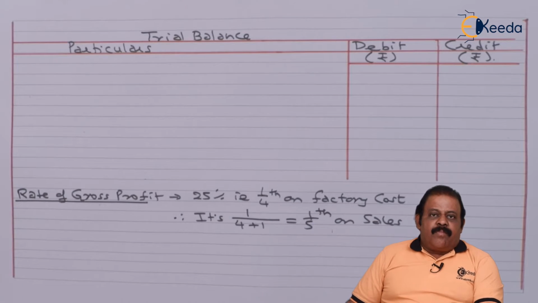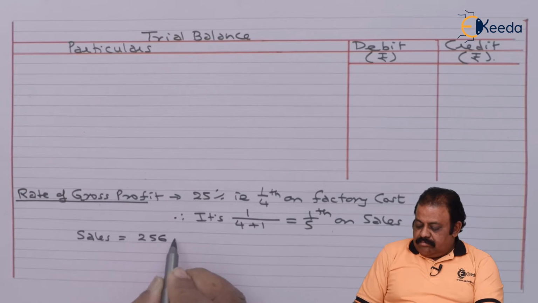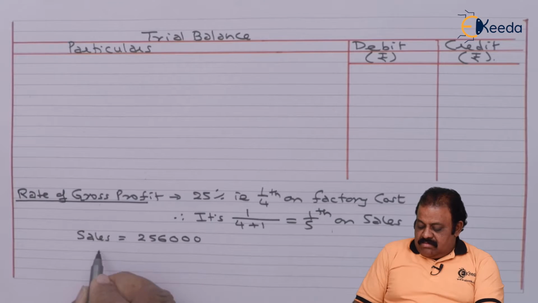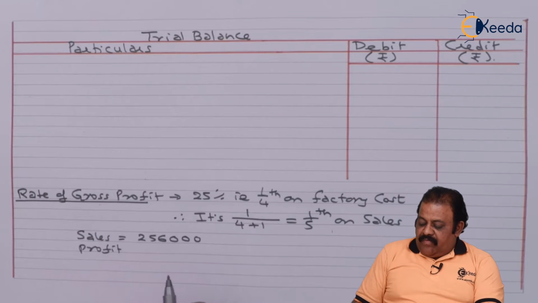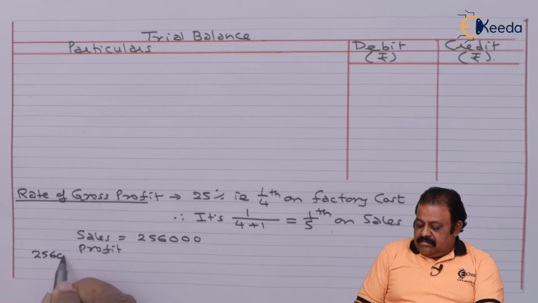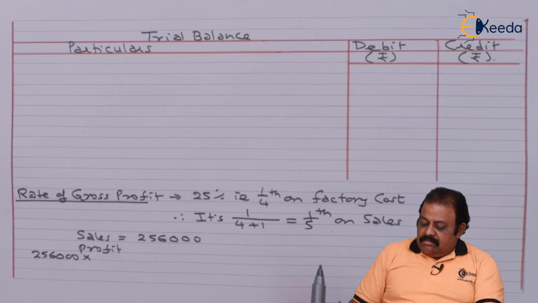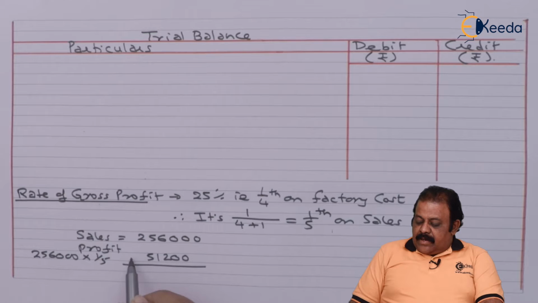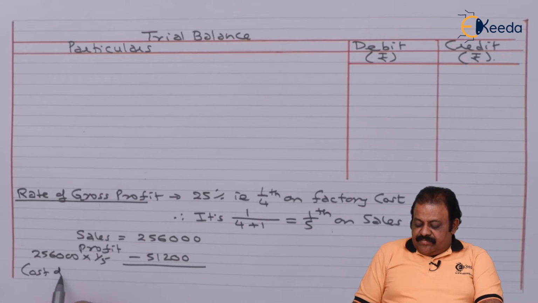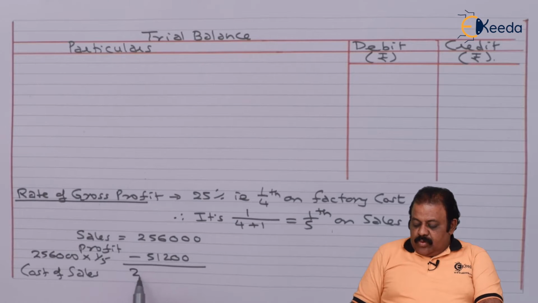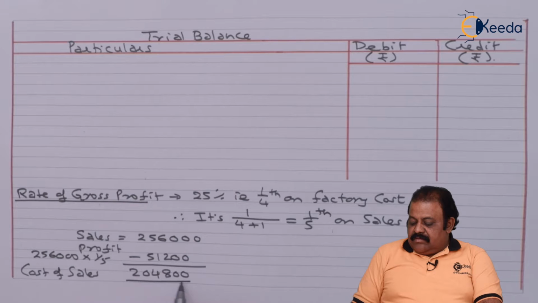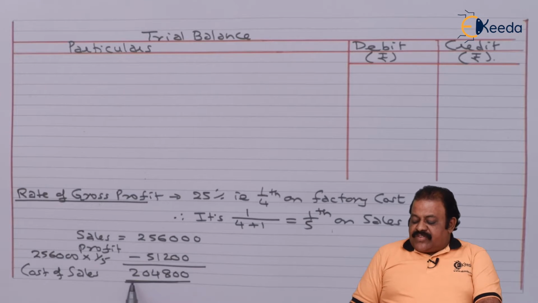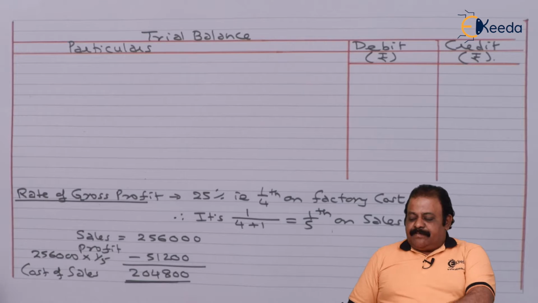So we can calculate here profit because we have the figure of sales. Sales is 2,56,000. Profit: 2,56,000 multiplied by 1/5. It is 51,200. If we deduct profit, we get cost of sales 2,04,800. So here we have calculated cost of sales 2,04,800 after deducting profit from the figure of sales.